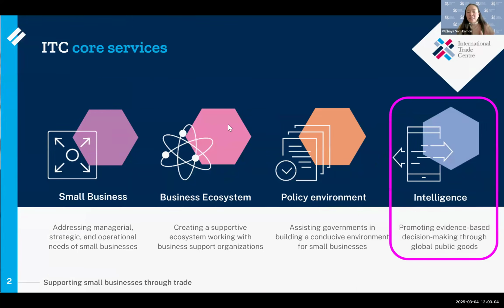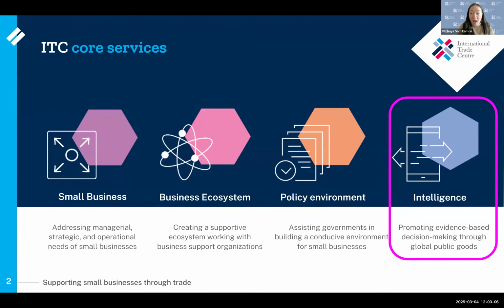Let's start. First things first, let's discuss what ITC does. So basically, we are an organization that works with small businesses to help them internationalize or scale up their business internationally. In my particular section, we work specifically on trade and market intelligence, which is one of the core services of ITC from the beginning of time.